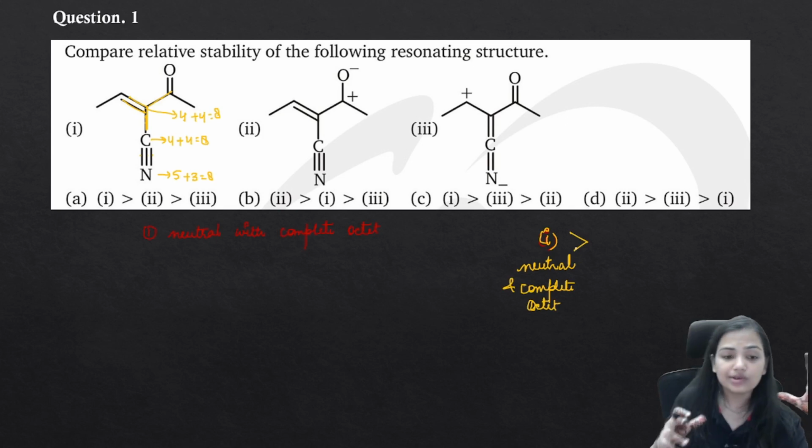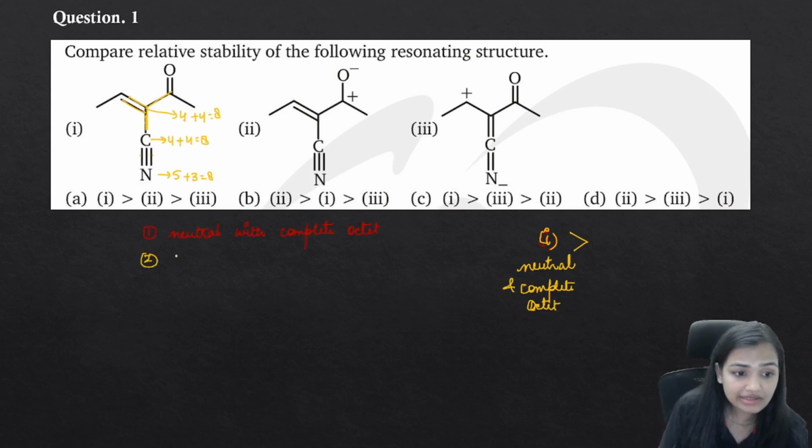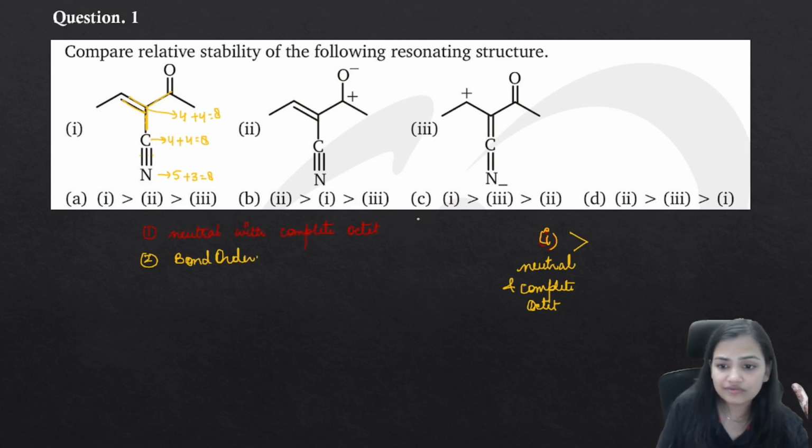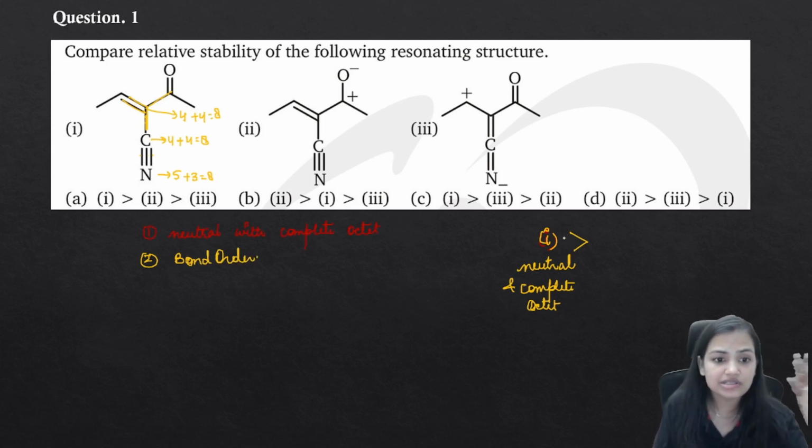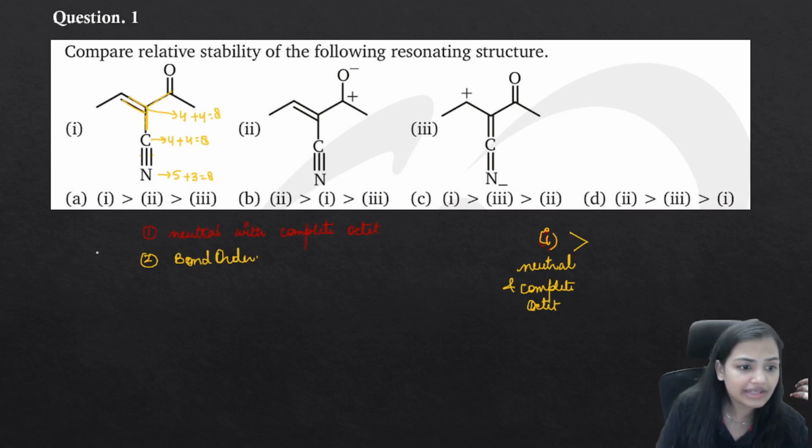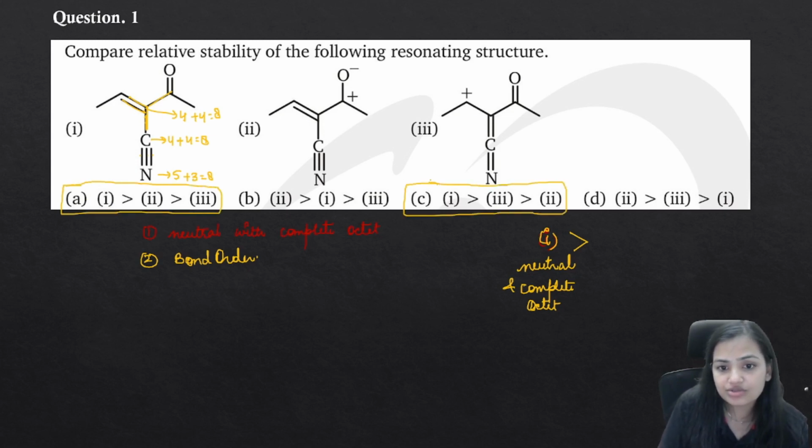Okay, so now what is the second point that we have to see? The second point says more bond order. Bond order has to be high, so a greater number of bonds has to be there. Now guys, just by knowing that the first is the most stable, we can apply the elimination method and say that the answer could be either A or C. These two could be the probable answers. Now we just have to find out which of the second and third is more stable.